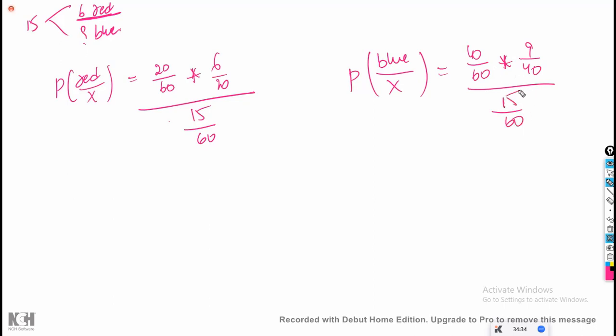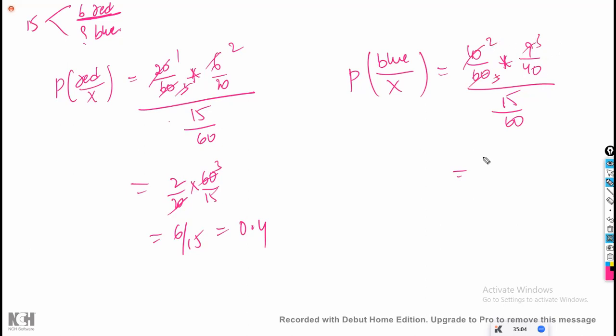Okay, so now just calculate this one. That is 20 by 60 into 6 by 20 into 60 by 15. This is nothing but 6 by 15, and 6 by 15 means 0.4. Is that okay? Now this one is 2 by 3, 3 times.